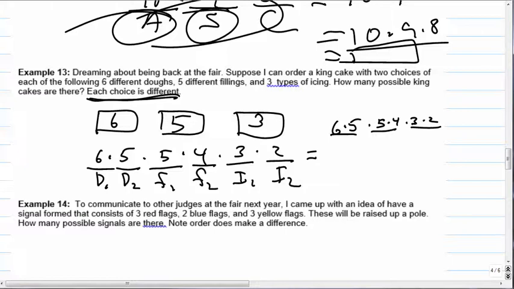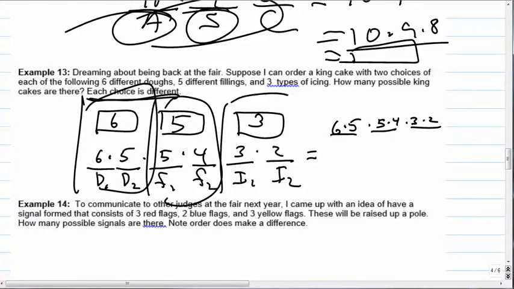Step 4 is, do I have order here? Well, if you think about this problem, I would assume there's no order. If I tell you I want wheat and then white dough, that's no different than white and wheat. Or apple and cherry, no different than cherry and apple. So there's no order in each one of these groups, and in each group I'm picking two things. So in each group, I have to divide by 2 factorial.